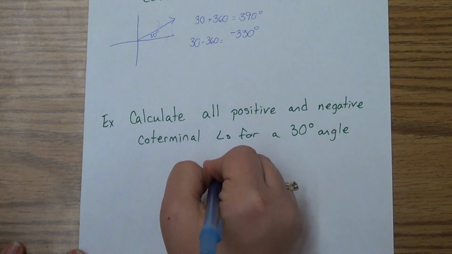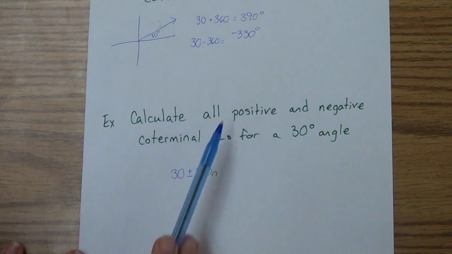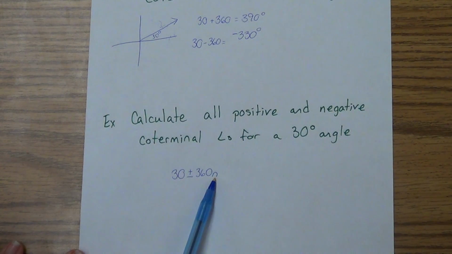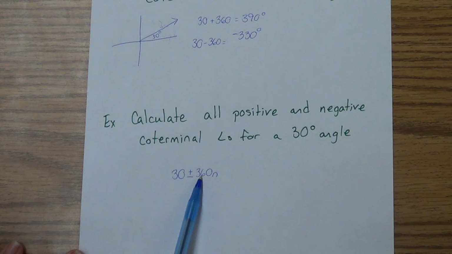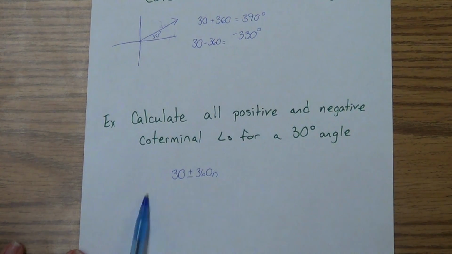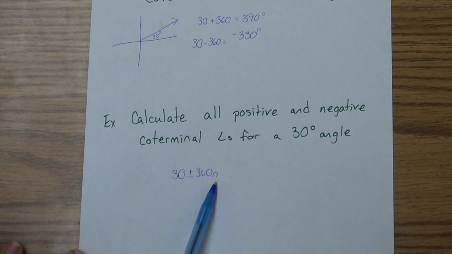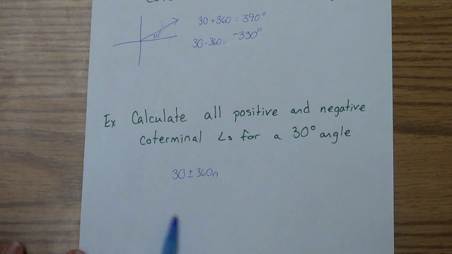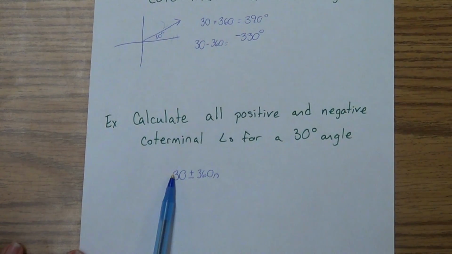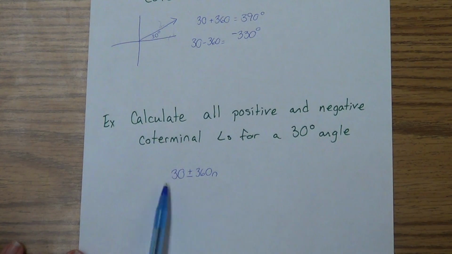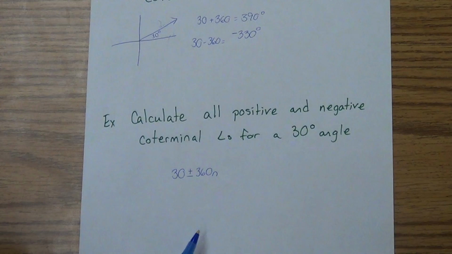But if I put an n behind here, well, what is that going to do? Well, let's say n is 2. 360 times 2 is 720. What does that mean? That means I spun around the circle twice and then went to 30. So I end up at the same place. If I would put a 7 in there, then 7 times 360, that means I spun around the circle 7 times, but I still have that 30. So that's going to give me all the possible angles that will end up at that same location.